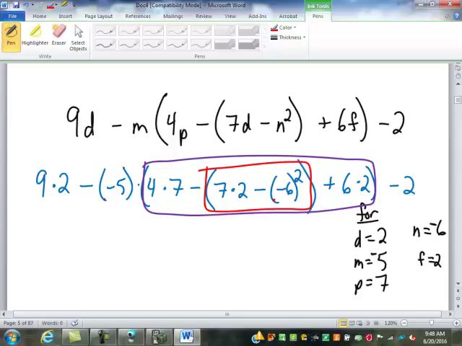Any exponents? Yes, there is the squared. Now, when you enter this in your calculator, remember you actually do have to put the parentheses around the negative 6 to square it. So it becomes a positive 36. Now I've squared that. I don't need the parentheses anymore. So this is 7 times 2 minus 36 plus the 6 times 2 minus 2 on the end there.